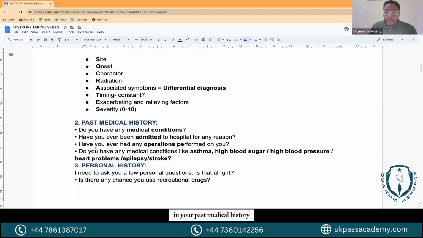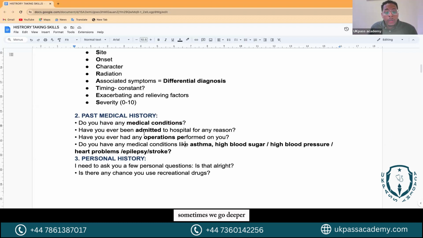In your past medical history, depending on what you're looking for, you do have to be specific as well. Sometimes you want to know if they've ever had any clots before. If you're doing a risk factor assessment for somebody, you may need to ask specifically and signpost: is there any chance, I'm sorry to ask you this, is there any chance you could have had a heart attack in the past or any heart problems? Do you have any medical conditions such as high blood pressure or high blood sugar? Have you ever had any heart problems in the past? Sometimes we go deeper. We ask about admission. We may ask about immobility, depending on the things we are assessing as well.